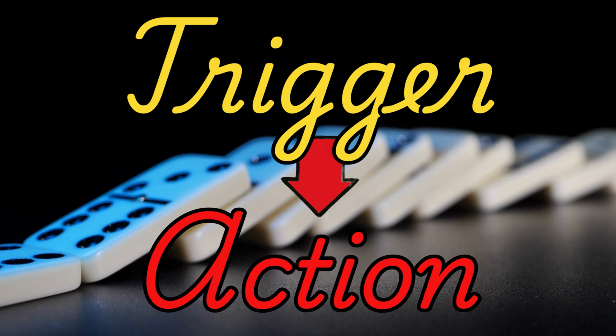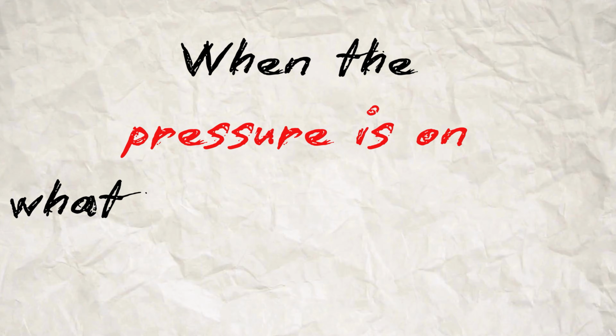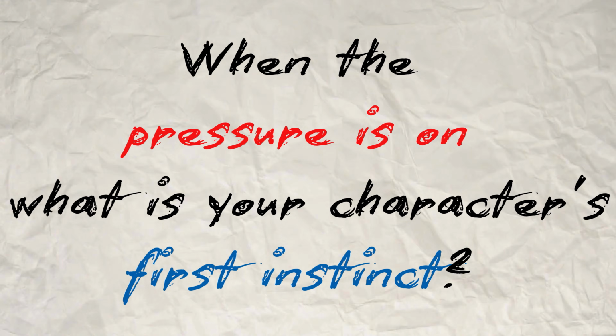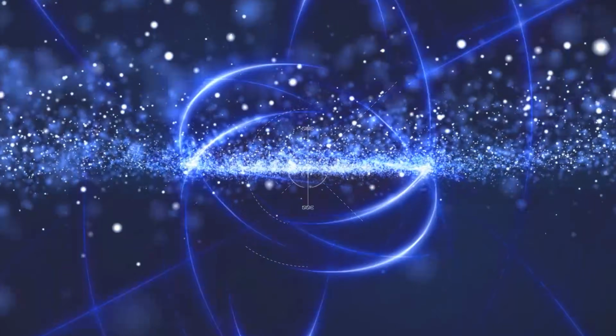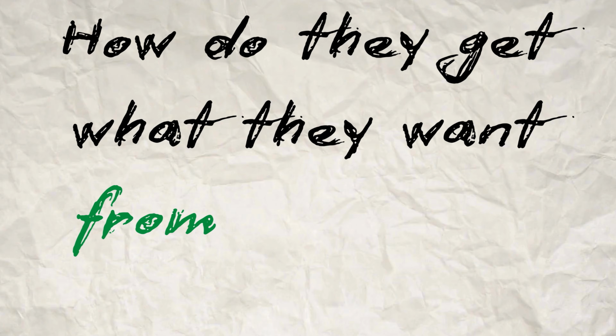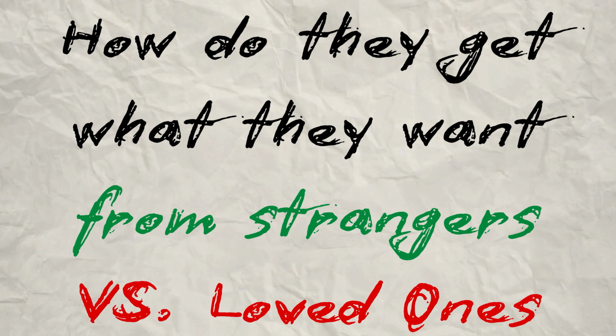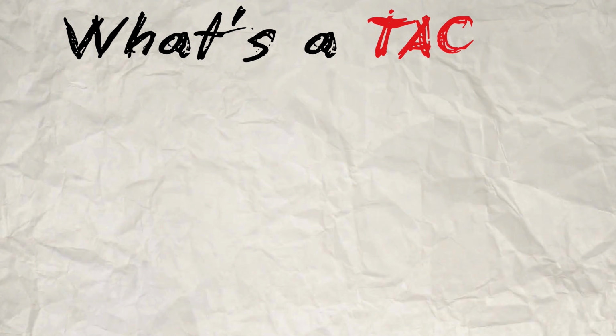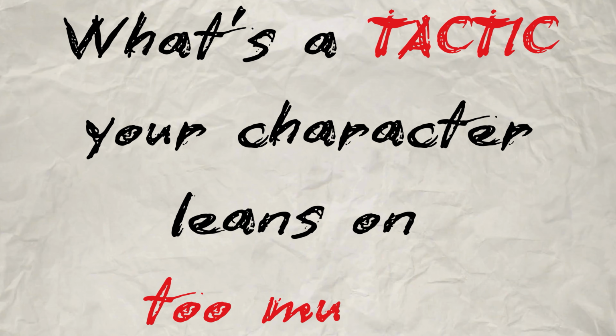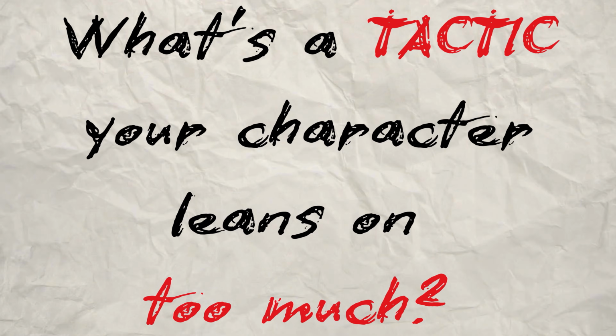Now, I'm going to give you some questions that you can ask of yourself and your character. When the pressure is on, what's your character's first instinct? Is it to fight, to flee, to charm, or maybe to outsmart the problem? It could be multiple different things. Then how do they get what they want from strangers versus people they love? Now that's an interesting one. And then what's a tactic your character leans on way too much, even when it's clearly not working anymore? Because sometimes it's hard to break those habits, break those behaviors.